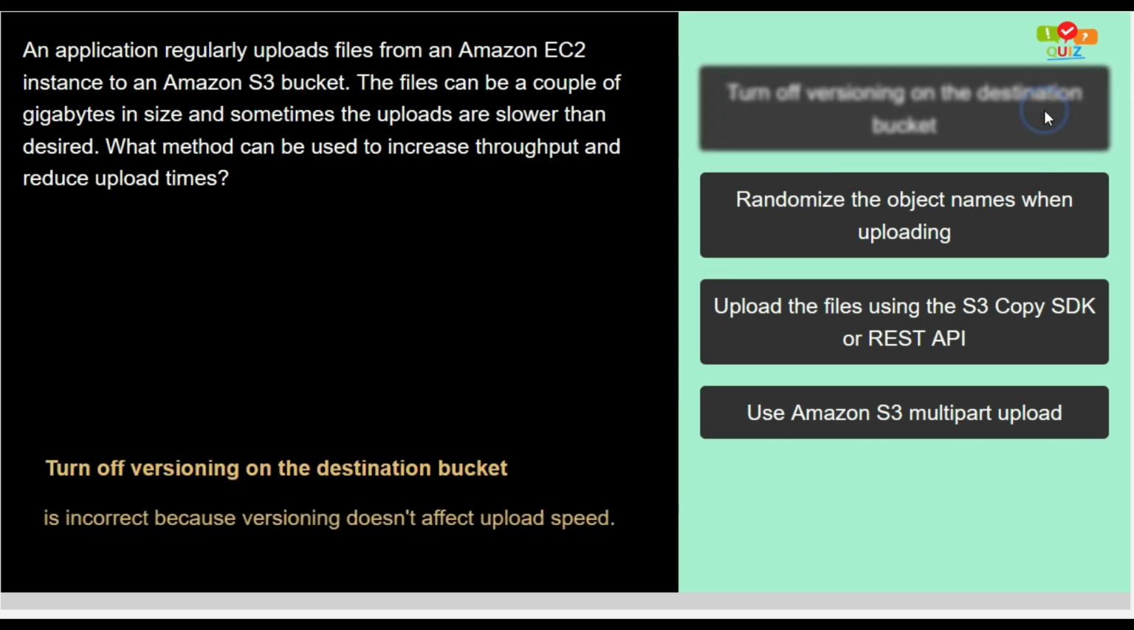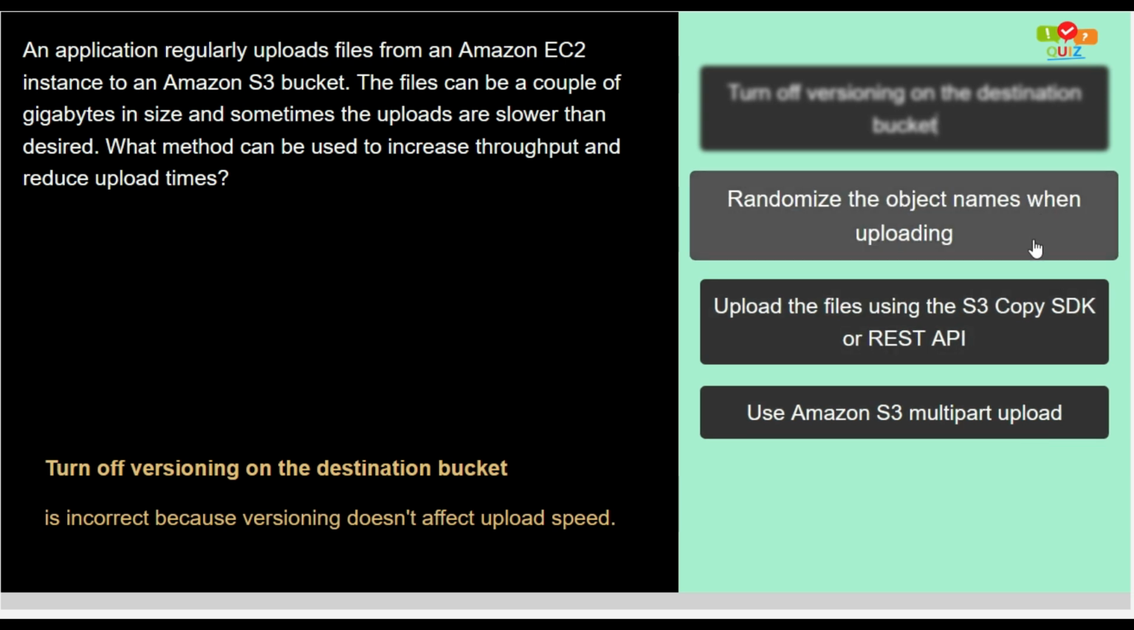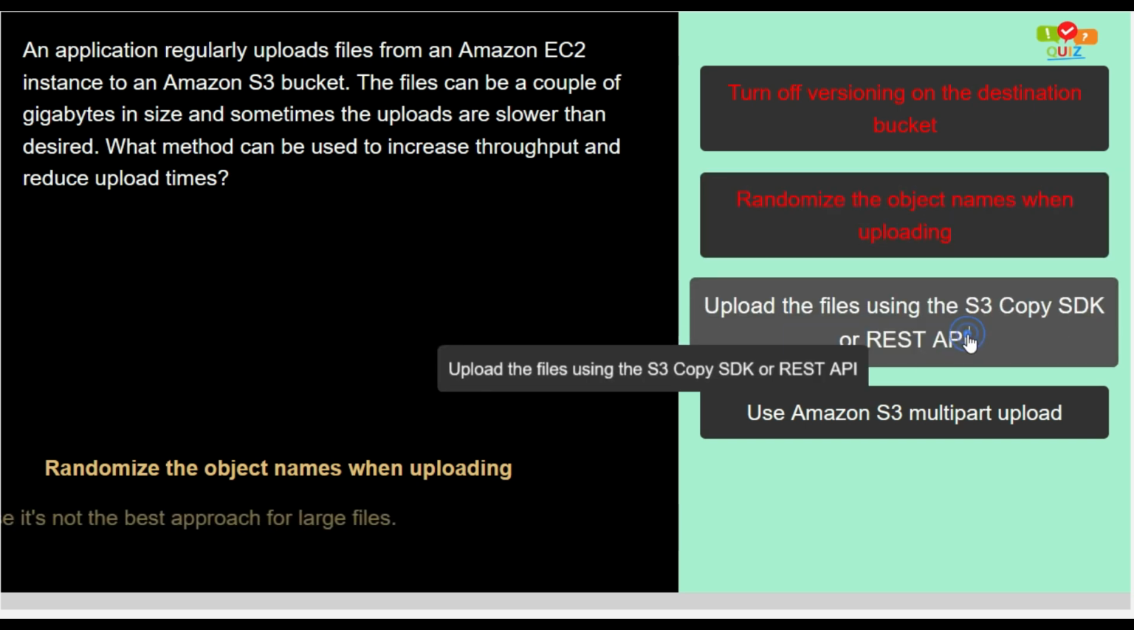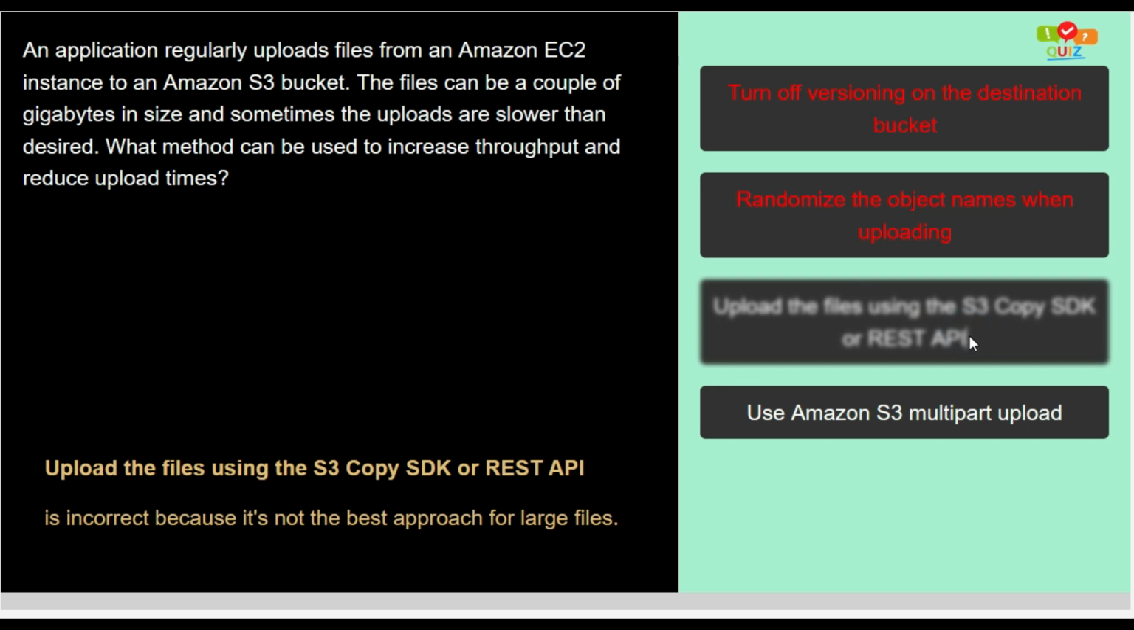Option 1, turn off versioning on the destination bucket, is incorrect because versioning doesn't affect upload speed. Okay, so option number 1 is the wrong answer. Option 2, randomize the object names when uploading, also incorrect because it doesn't impact upload performance. So option 2 is the wrong answer. Option 3, upload the files using the S3 copy SDK or REST API, also incorrect because it's not the best approach for large files. So option number 3 is the wrong answer.